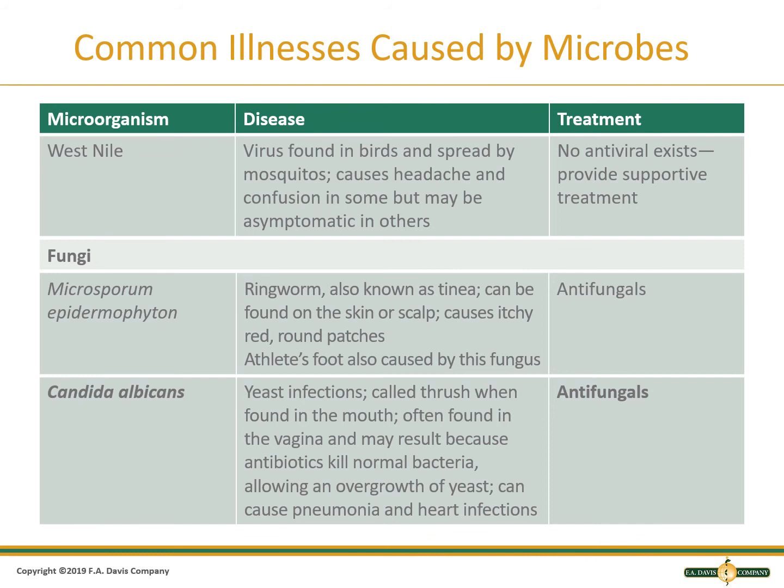Candida albicans. These are yeast infections. It's called thrush when it's found in the mouth, but it's often found in the vagina and may result because antibiotics kill normal bacteria, allowing the overgrowth of yeast. It can also cause pneumonia and heart infections.